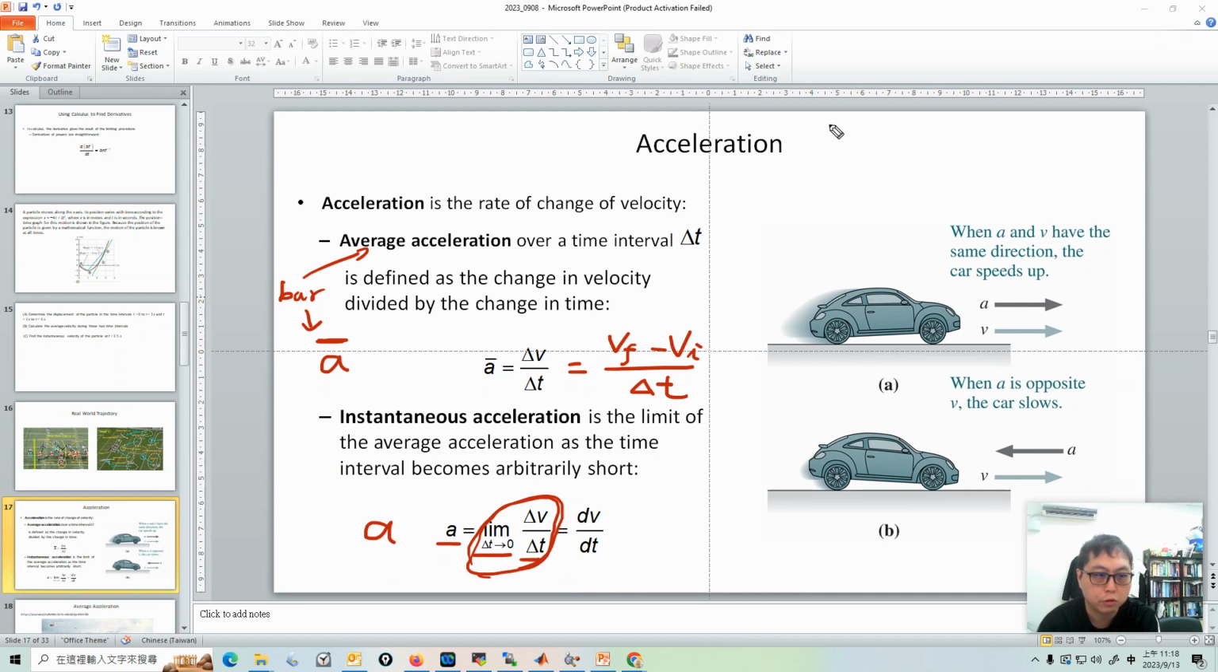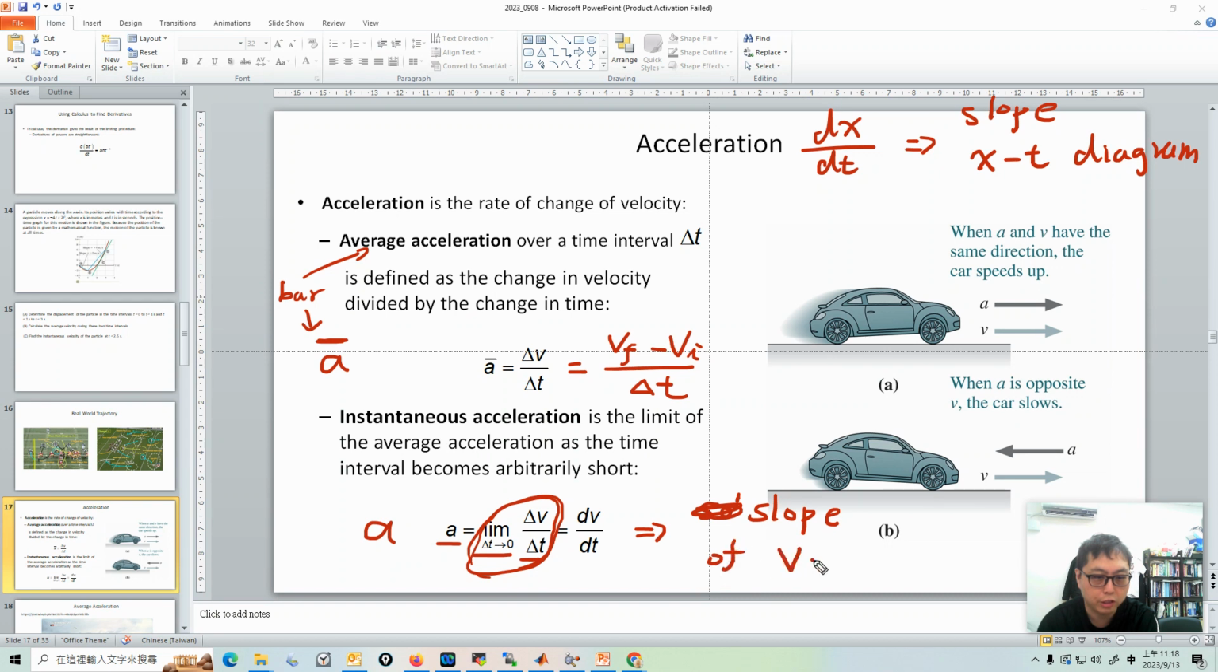Last time we showed you dx over dt, the derivative of x with respect to t, whose physical meaning is the slope of the x-t diagram. And once again, the instantaneous acceleration is the derivative of v with respect to t, so what is its physical meaning? It means the slope of the v-t diagram. In this video I'm going to show you the slope of the v-t diagram.